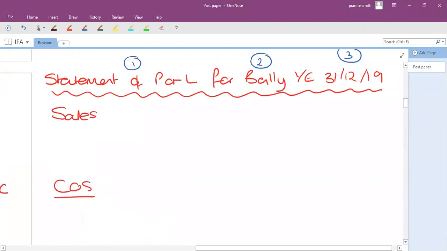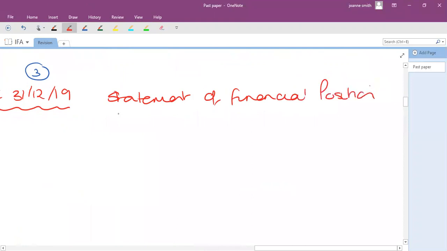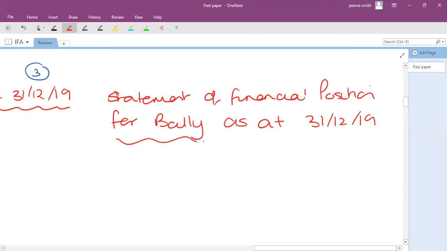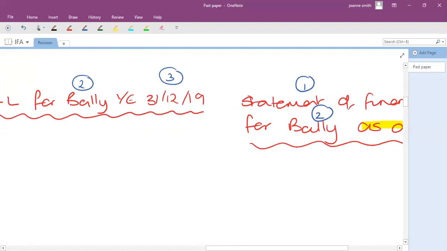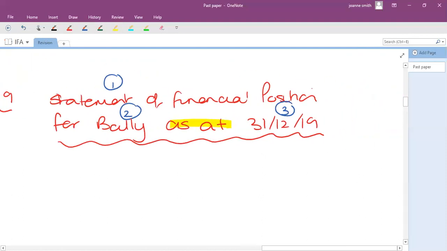Then you're going to do exactly the same for your SFP. So statement of financial position for Bally, and this one says as at 31st December 19. So we've got the same 3 things in our heading: statement name, name of the person, and a date. All that's really different is the date is as at, whereas for a profit and loss it says year ended. That's because your SFP is a cumulative statement.